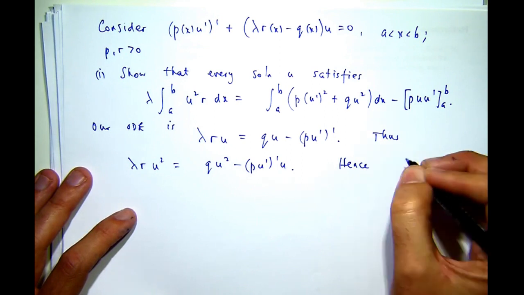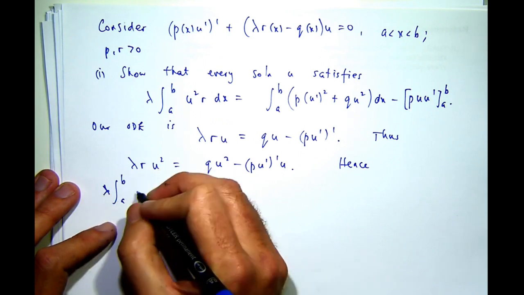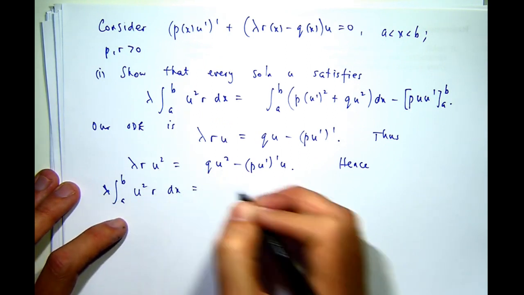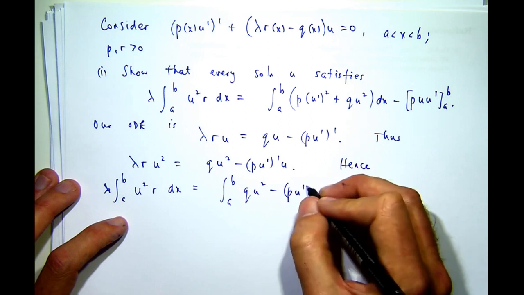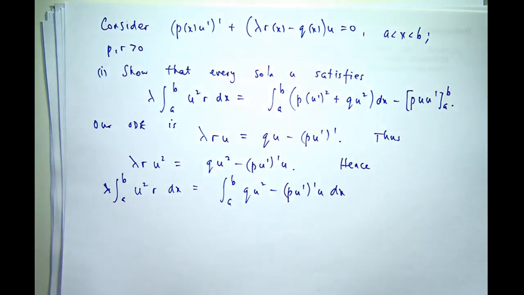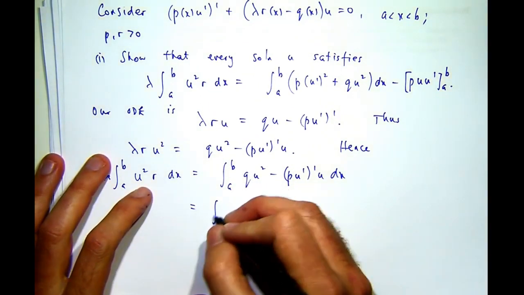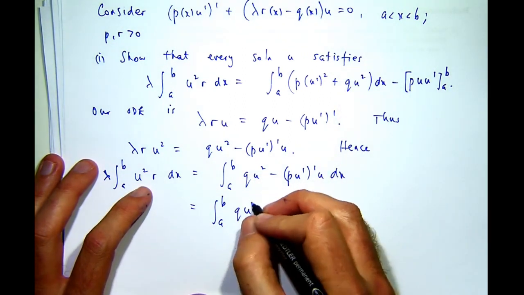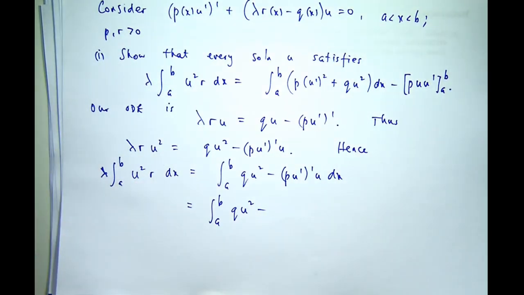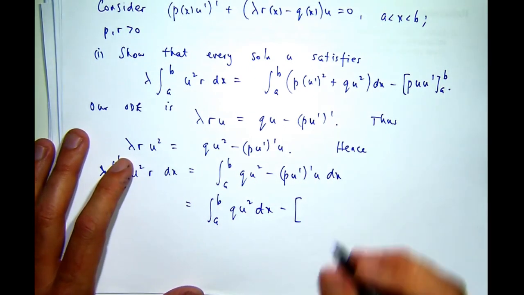So if I integrate from A to B, now lambda is a constant, so I can take that out the front, and integrate with respect to x. So now what? Well, I'm going to leave that, and I'm going to integrate this by parts. Okay, as you can see that in there. So let's break that up and integrate by parts.